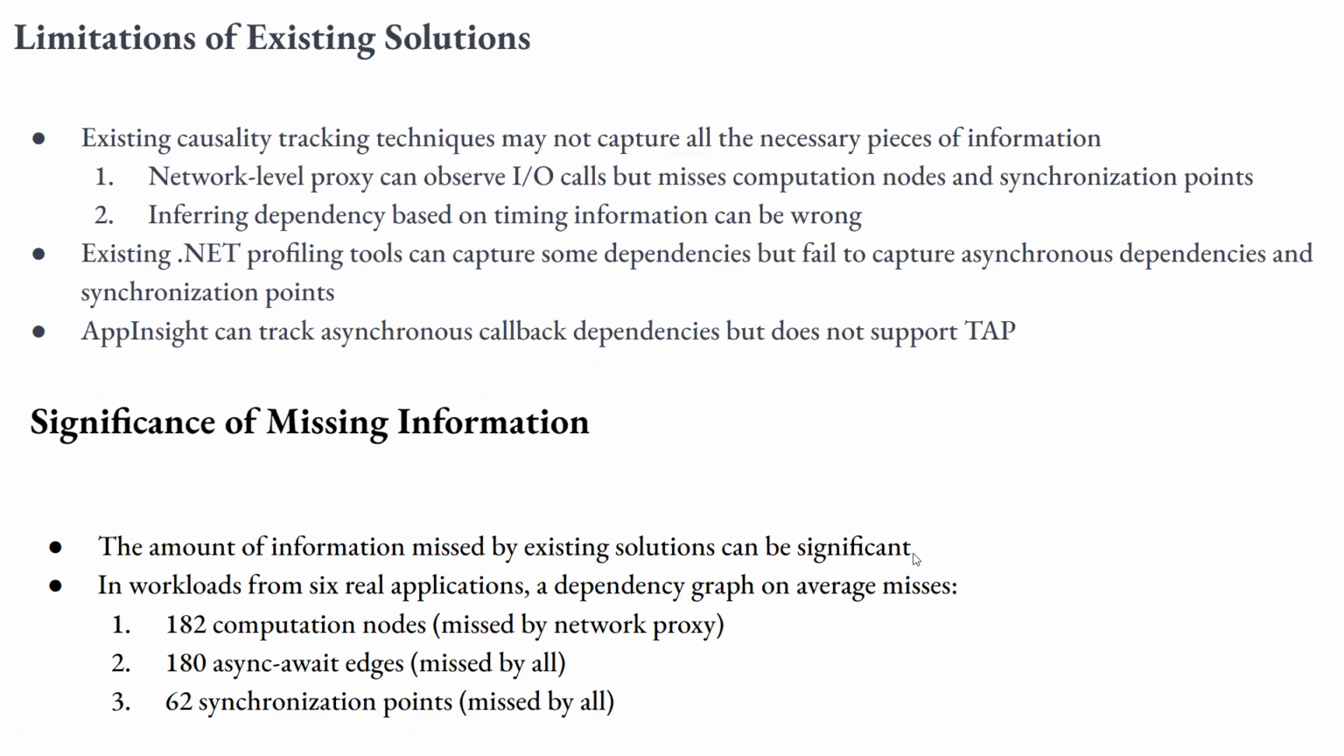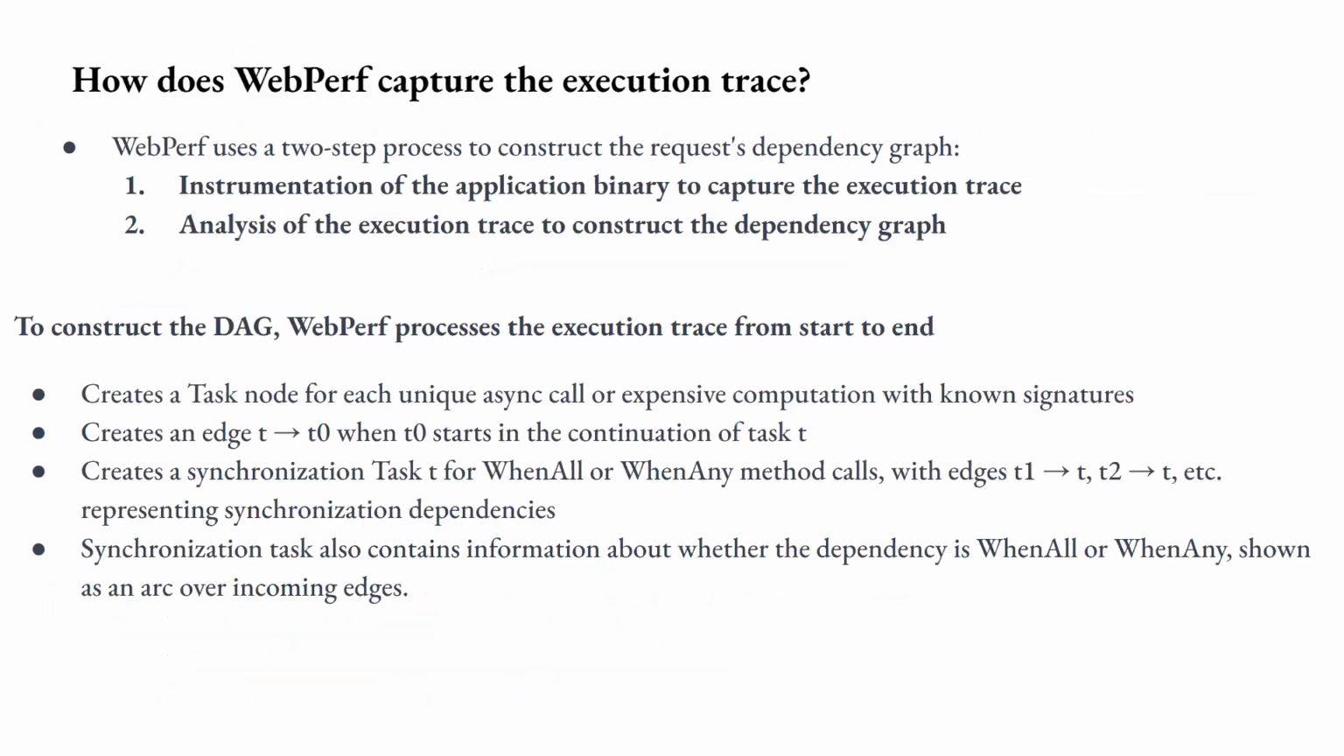Now, what are the limitations of the existing solutions to extract the dependency graphs? The main issue here is that they may not provide all the necessary information and can have quite a lot of missing information. As we can see in the last bullet here, one of the citations used in the paper states that a dependency graph on average missed about 182 computational nodes, 180 edges, and about 62 synchronization points. That's quite huge. So we need to ensure that no information goes missing while constructing a graph.